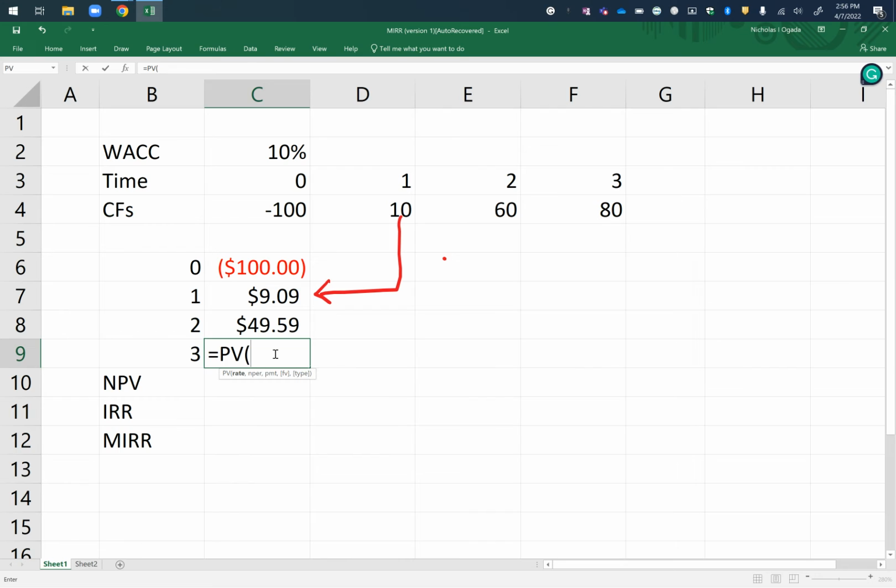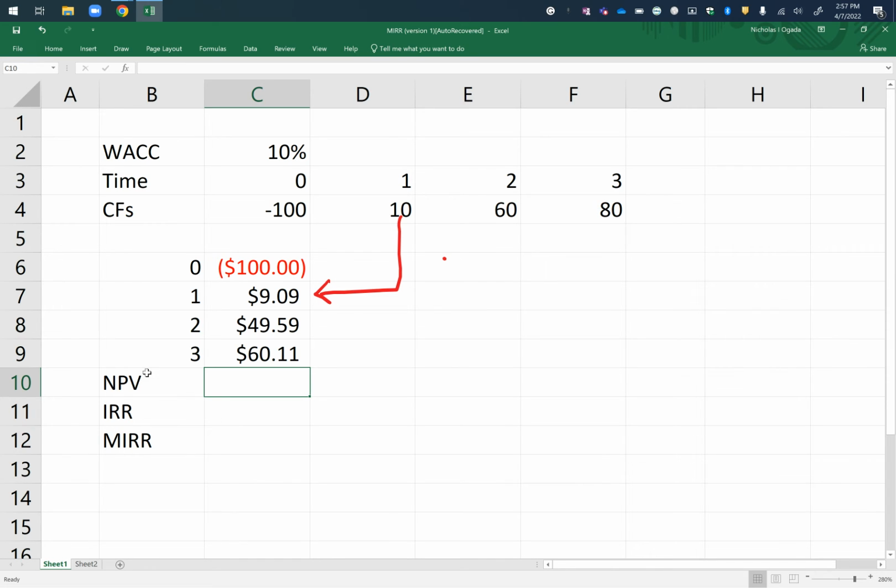We also find the present value of the $80 to be received 3 years away. Again, cost of capital is 10. The $80 is to be received 3 years away, and therefore N is 3. Payment is 0. The future value is 80, and again we assume these payments are at the end of the period, and the present value of $80 is $60.11.